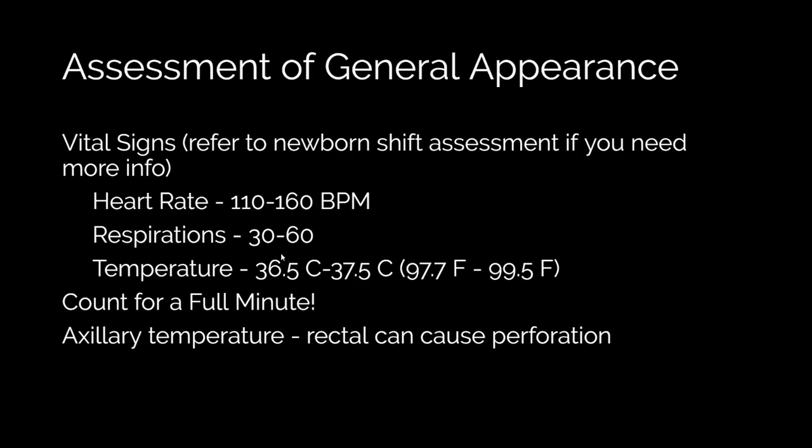Temperature. We do it as an axillary because rectal can cause perforation, and your normal range is 36.5 to 37.5 Celsius, which translates into 97.7 to 99.5 Fahrenheit. Remember, when you're counting a rate, heart rate, or respirations, you count for a full minute.